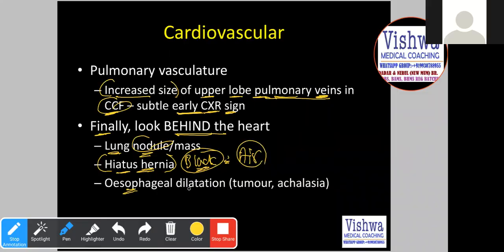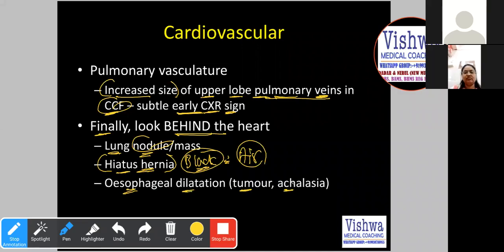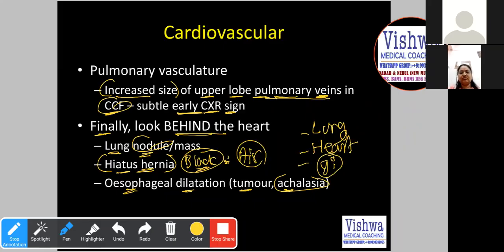And esophageal dilatation can be tumor or even achalasia cardia. So not only lungs and heart, but we are also diagnosing the GI disorders in the X-rays, like esophageal atresia, esophageal dilatation, tumor in the esophagus, and hiatus hernia, which are the GI disorders.